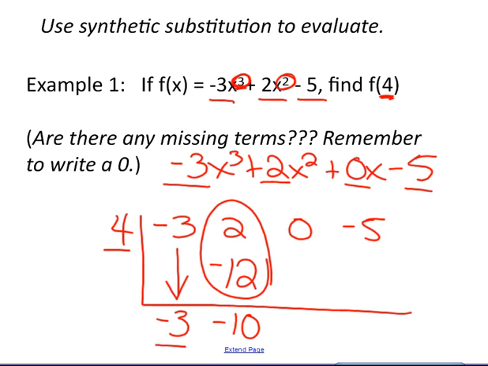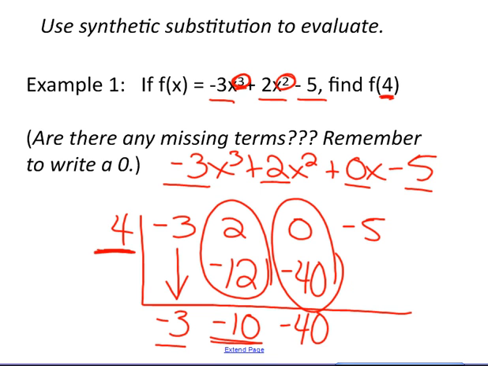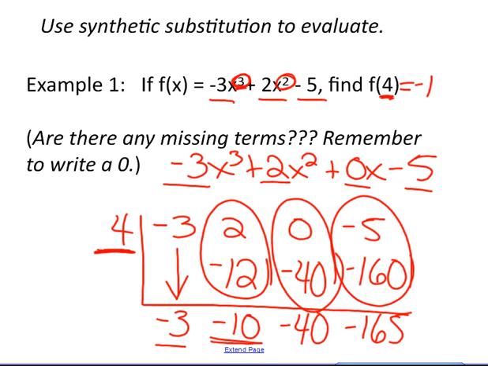Gives me negative 10. Now I've got a number on the outside again. So 4 times negative 10 is negative 40. Numbers inside get added together, and numbers on the outside get multiplied. So 4 times negative 40 gives you negative 160. Numbers on the inside, they get added, negative 165, and your answer, f of 4, is equal to negative 165. Here's your answer right there.